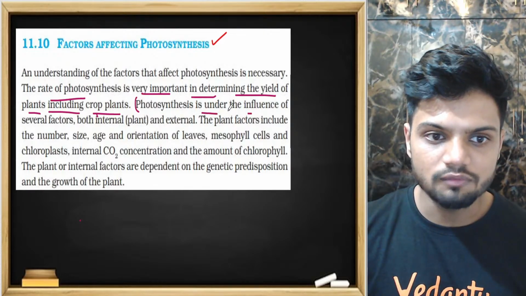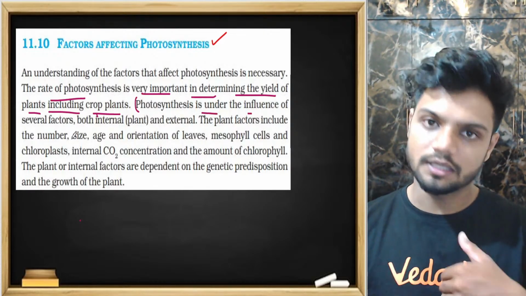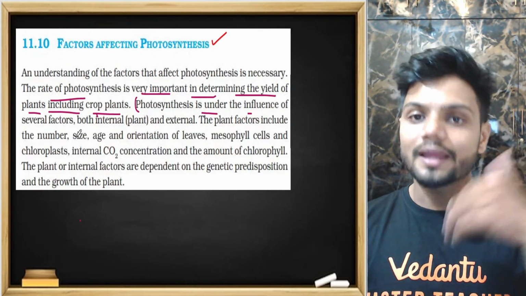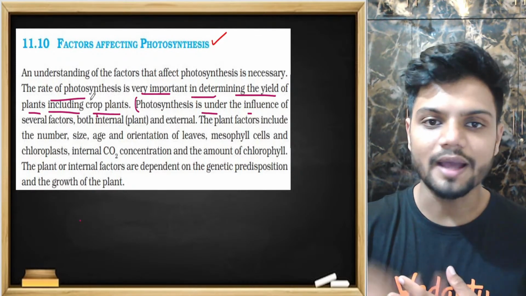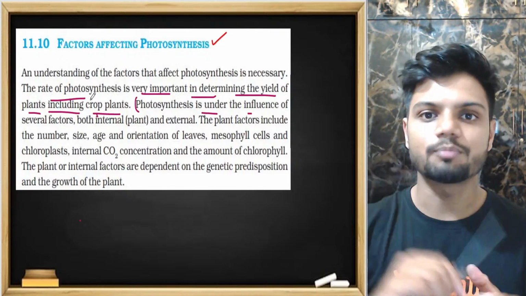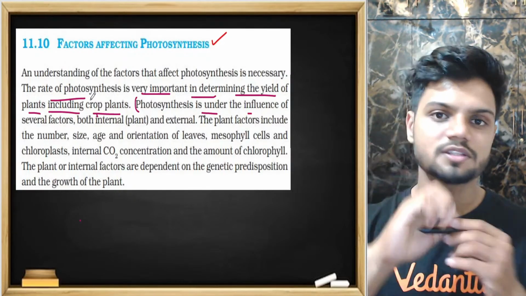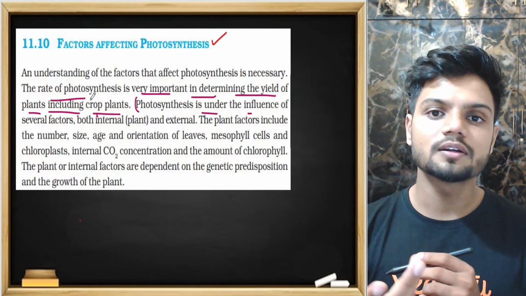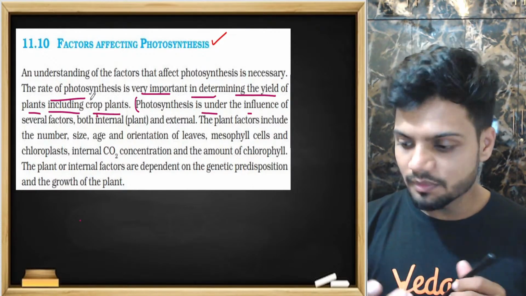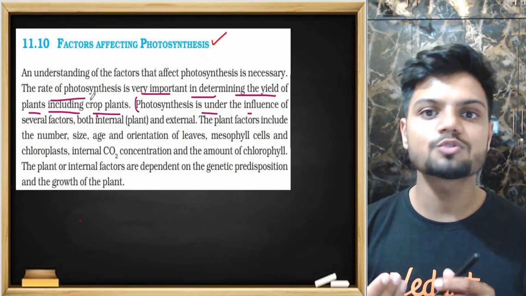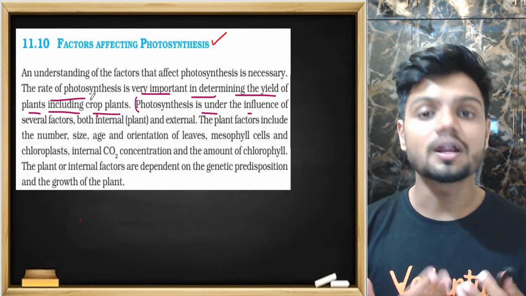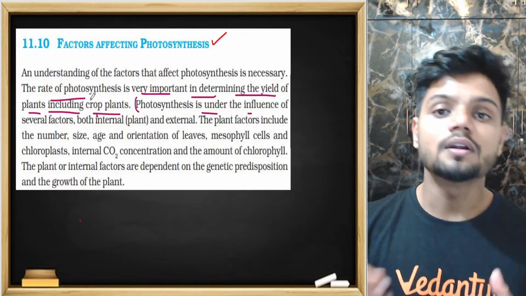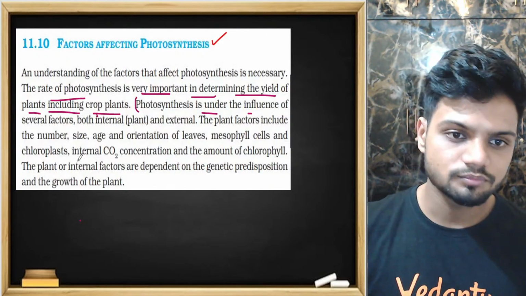Photosynthesis is under the influence of several factors: internal factors and external factors. What are internal factors? For example, for your ability to catch this pen, obviously if you have proper fingers and a hand you can catch this pen. What if you don't have a hand? Can you catch the pen? No. Similarly, for a plant to do photosynthesis, it needs to have large leaves, many leaves, high chlorophyll content, and a good age of the leaf.